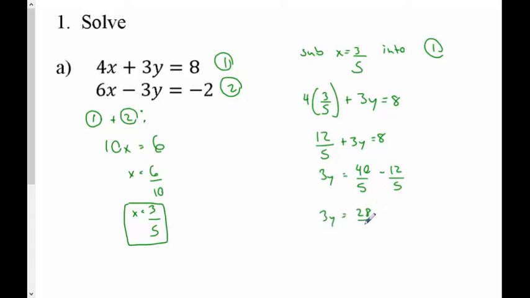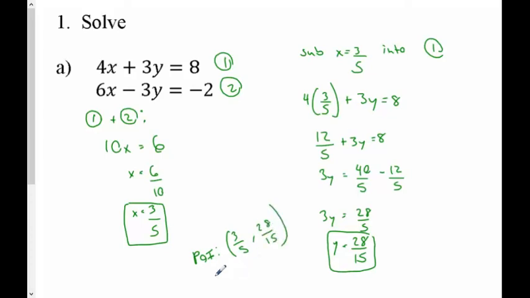That gives me 28 over 5. And when I move the 3 over, I'm going to have 28 over 15. Right, so my point of intersection would be 3 over 5, 28 over 15. Right, if you're unsure of how we got that, maybe take a minute, go back to yesterday's lesson and get caught up. Today we're going to move on to some that are slightly more difficult than this.